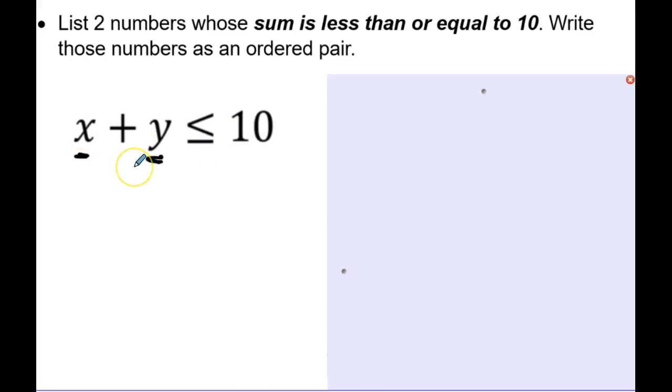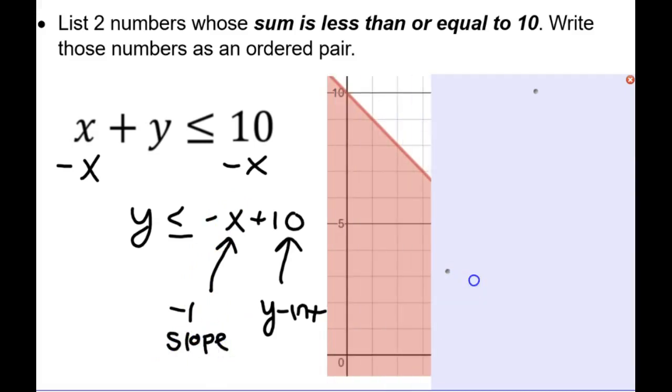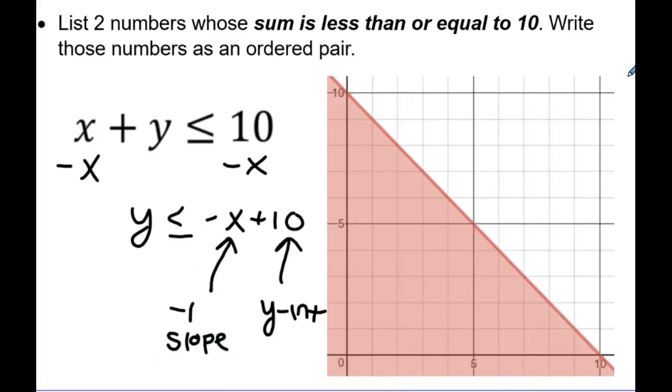Now, when we graph these, we typically like to put it in slope-intercept form, which basically means we want to get y by itself. And so when I do that, I get y is less than or equal to negative x plus 10. What that means is that my y-intercept is going to be 10, and my negative 1, because that's the number in front of the x, is going to end up being my slope. And so when I graph this inequality, this is what I end up with.